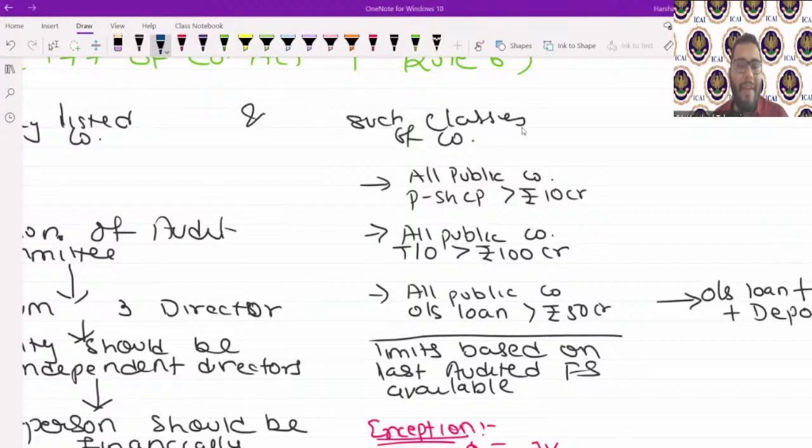So we need to verify whether these requirements are met or not, whether the board of directors is constituted that way or not. You are required to verify this when you are issuing a compliance certificate, or certificate on compliance of conditions of corporate governance, whether these requirements have been complied with or not.